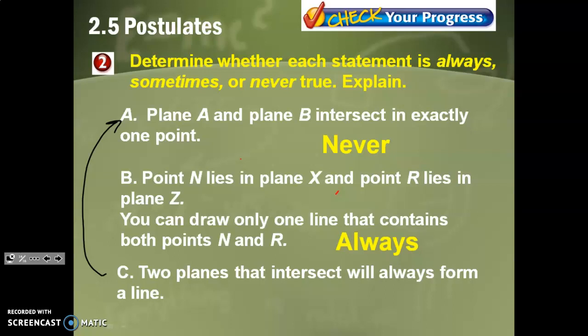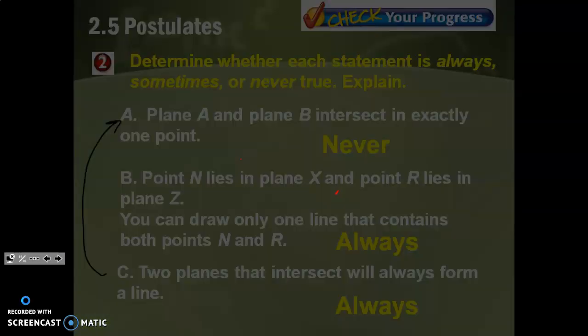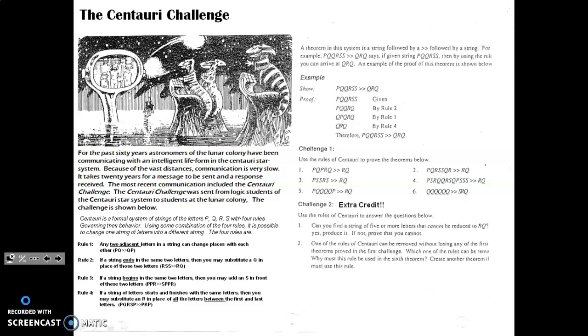So we said never a point. They'll always intersect in a line, so that's always. All right, so now Centauri's challenge. So go ahead, hit pause. Oh, there we go. Took away my example there.